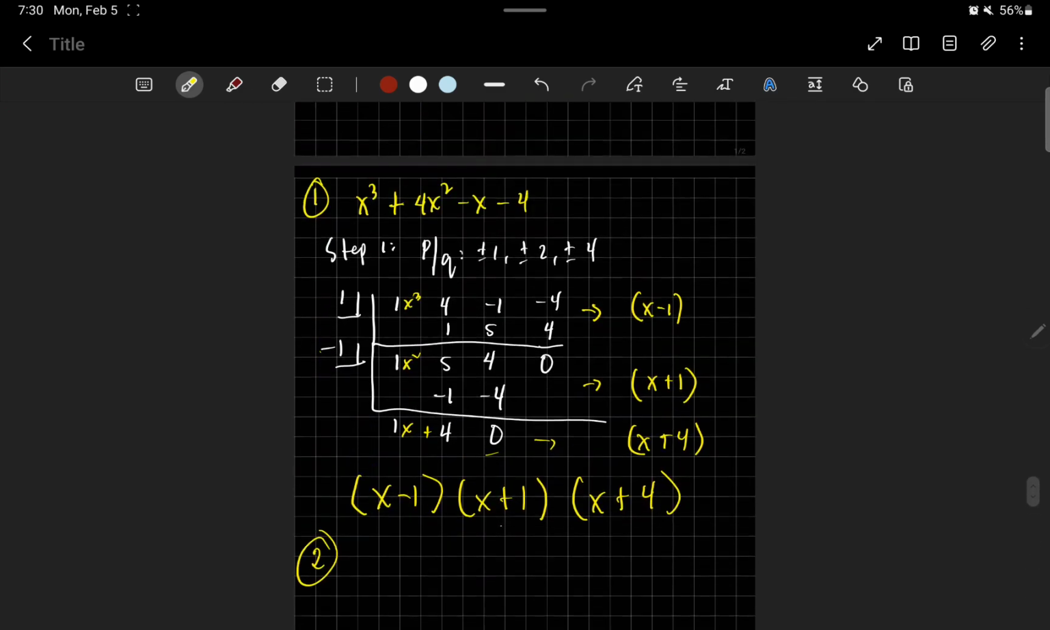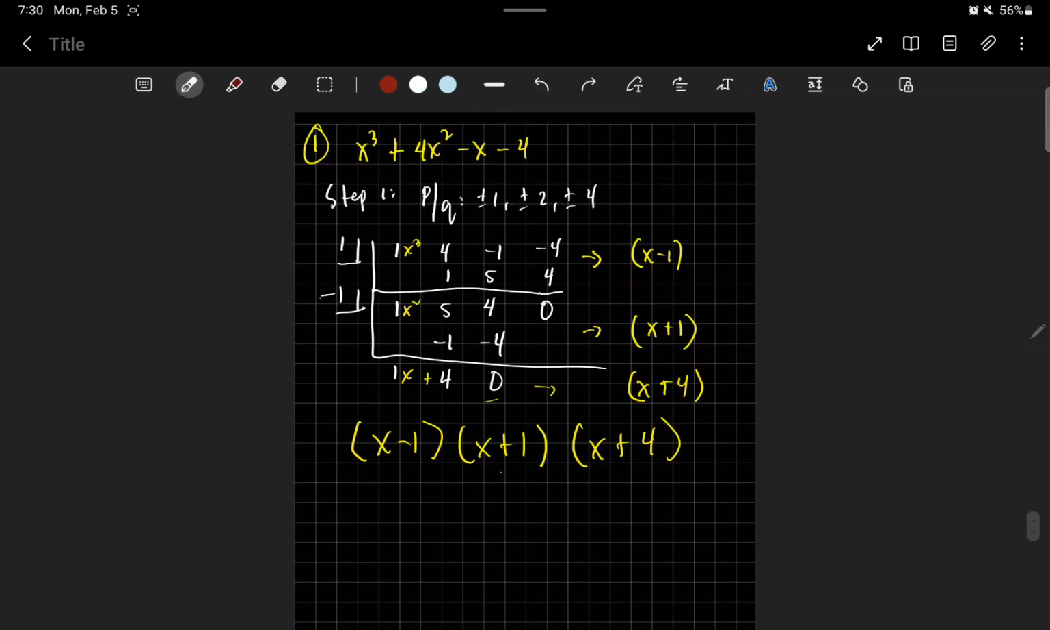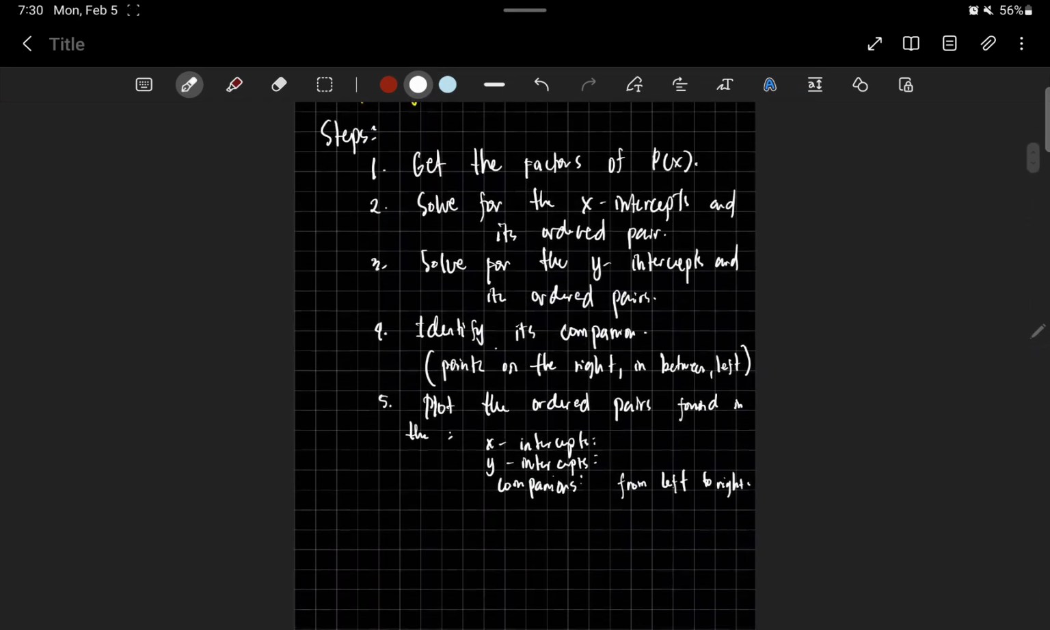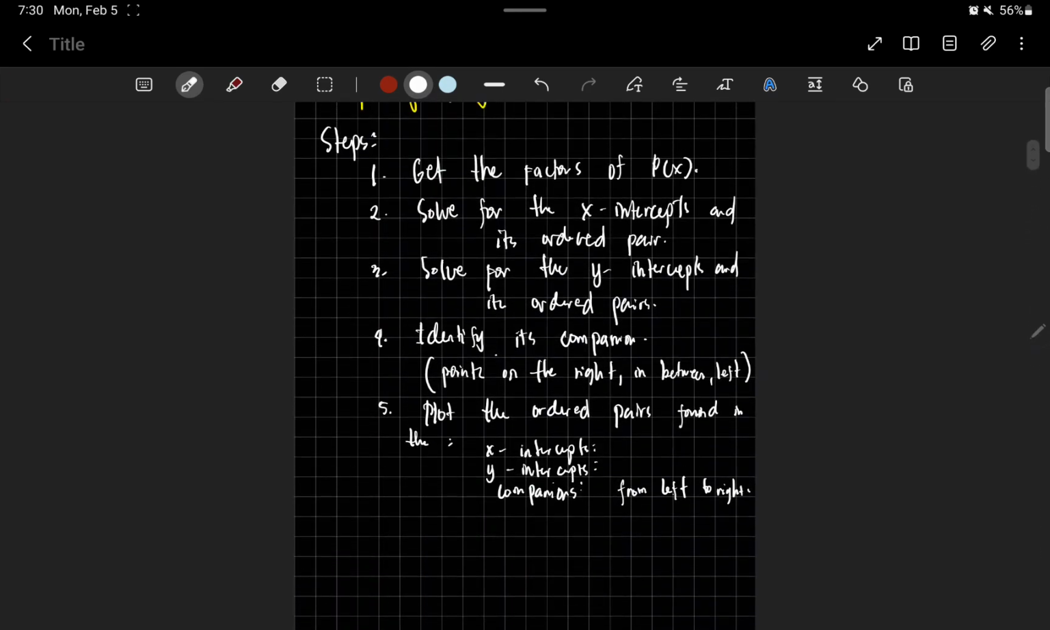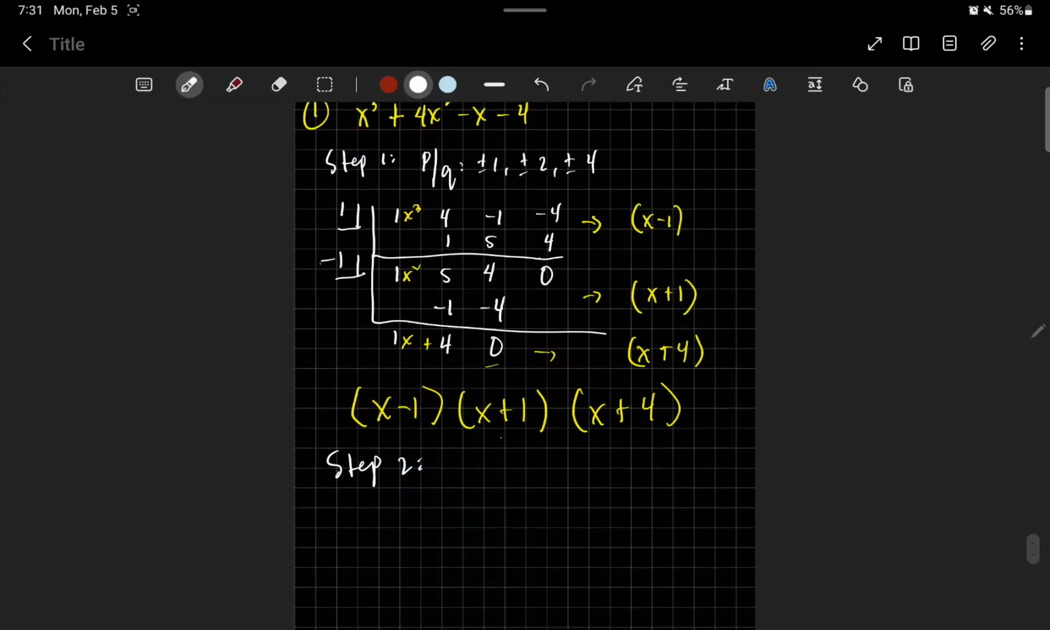Okay. For our step 2, what did we say in step 2? Solve for the x-intercepts and its ordered pairs. The key point for the x-intercept is that the value of y is equal to 0. Or simply, the value of your constant, that is your x-intercept. Sorry, that is for the y-intercept. Okay, step 2, solve for the x-intercept.